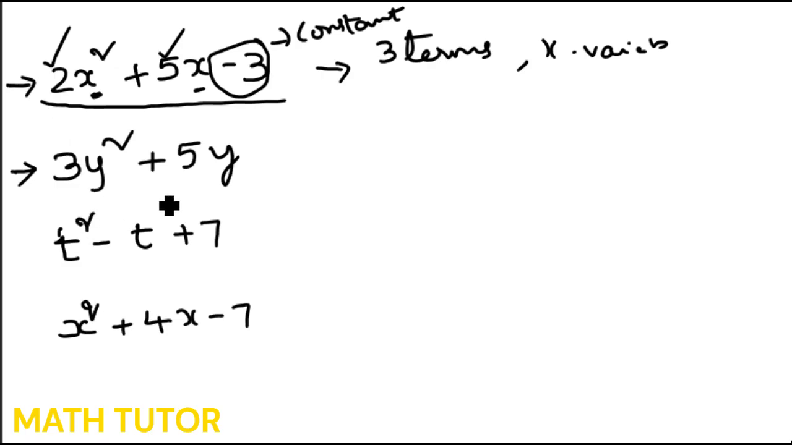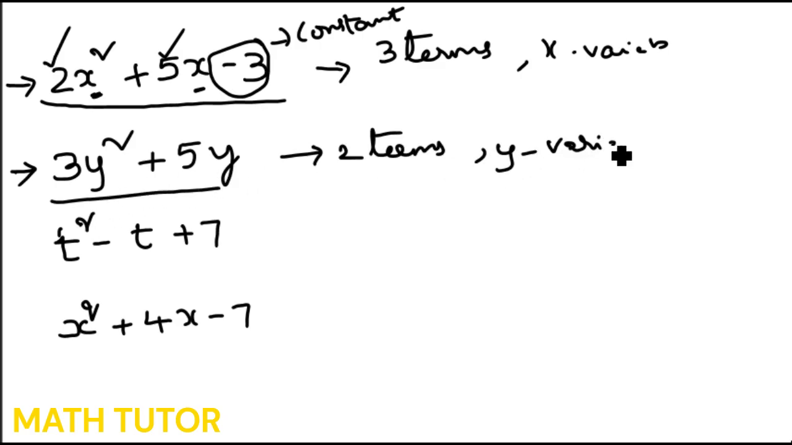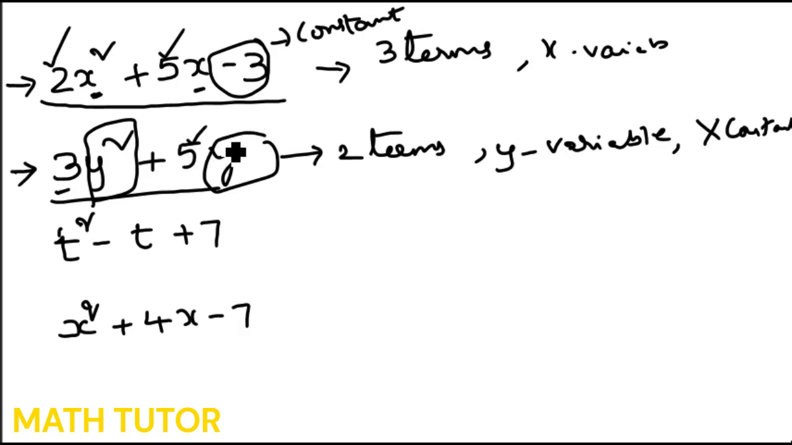3y square plus 5y. How many terms are there in this? There are 2 terms. And what is the variable here? Y is the variable here. Clear? Here in the above example, x is a variable. Here y is a variable and there is no constant. And what is the coefficient of y square? That is 3. And what is the coefficient of y? That is 5. Clear? Kids, you are getting it, right?